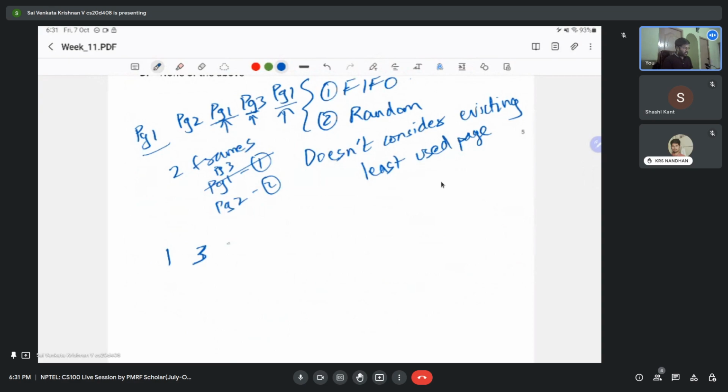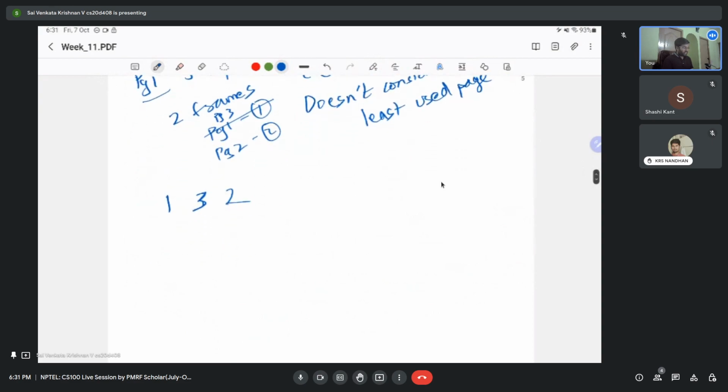One, three. So initially assume two frames are allocated. So this is frame 1, frame 2, and now this will be 1 3 2.